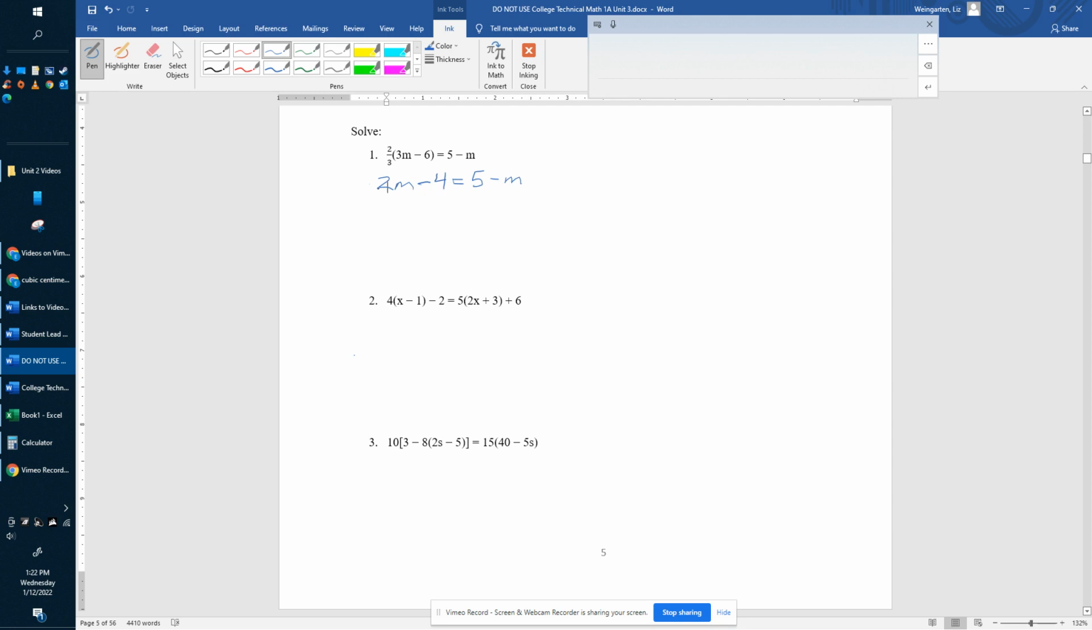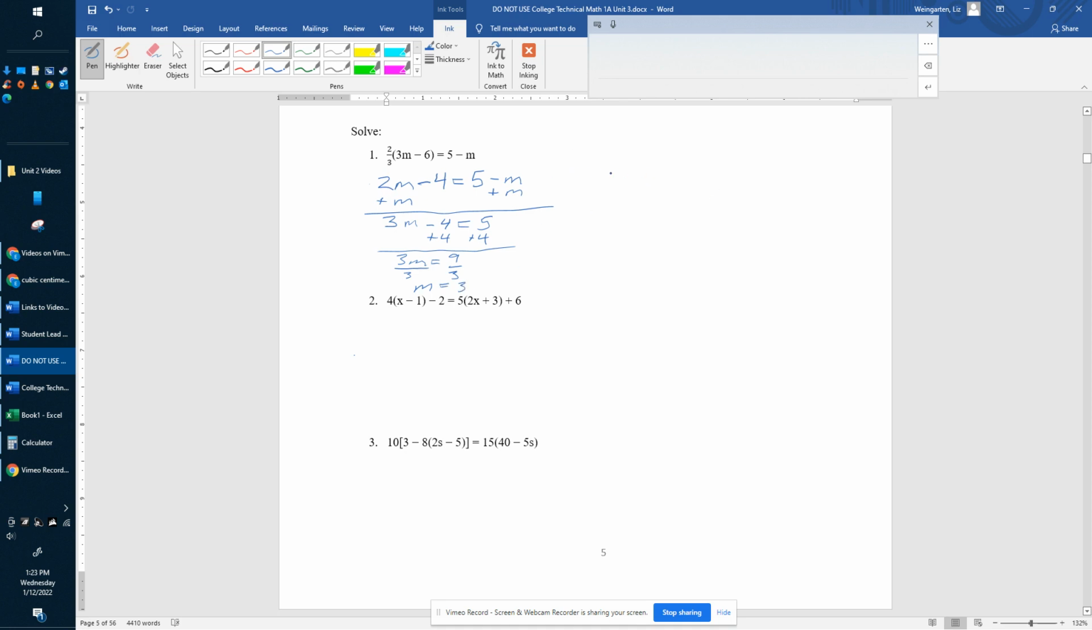Next, we want to collect all of our variables on one side. I like collecting my variables on the left side, so I'm going to add m to both sides. We're going to end up with 3m minus 4 equals 5. Next, I want all my constants on one side, so I'm going to add 4 to both sides. And we'll have 3m equals 9. Divide both sides by 3. And we get m equals 3.